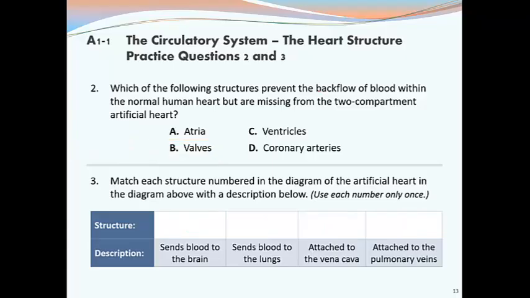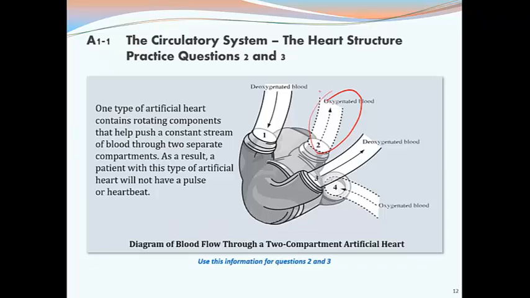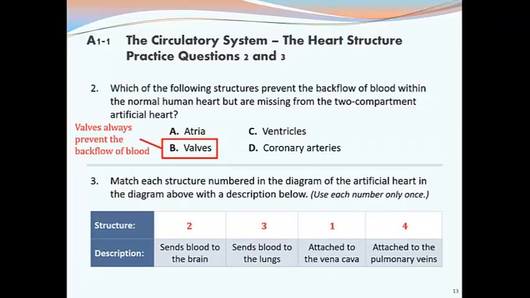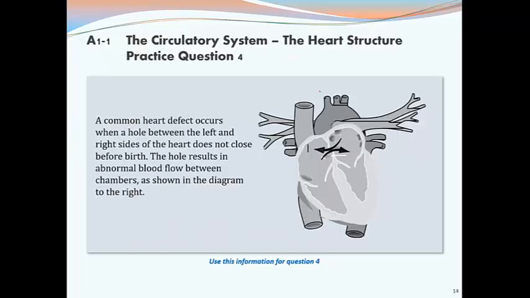If we move back in the slide, you can see oxygenated blood is coming into the heart, and that would only happen within a natural, normal human heart through the pulmonary veins. 2314 is your answer to that question.